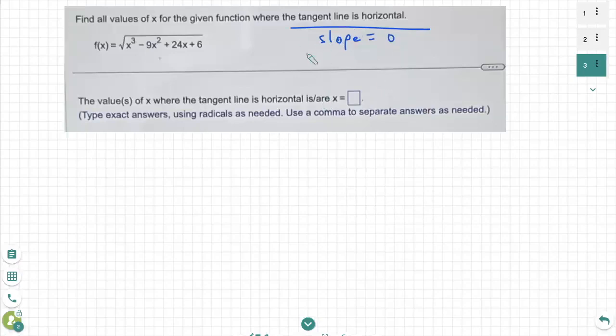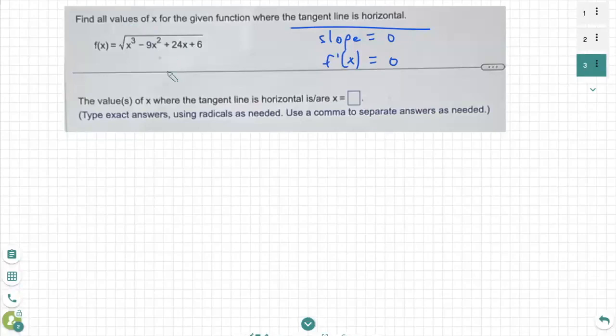So then what's it asking us? What expression can you set up if you want the slope to be 0? The derivative of f, so f prime. So then what do you want the derivative to be? It equals 0. Because when the derivative equals 0, then the slope of the tangent line is 0, which means the tangent line is horizontal. Okay, yeah, I get it.